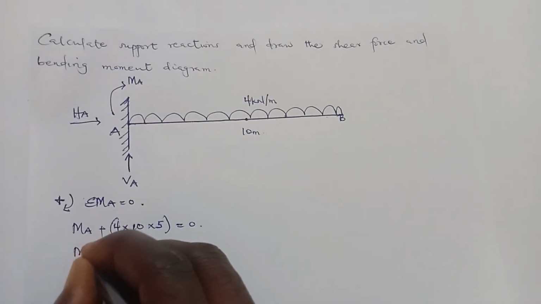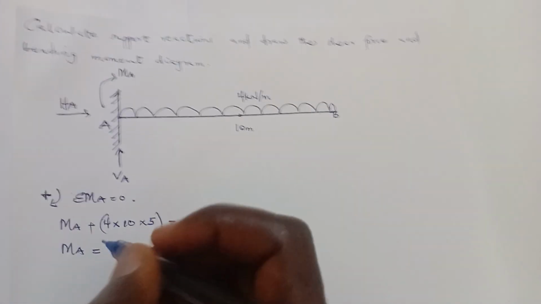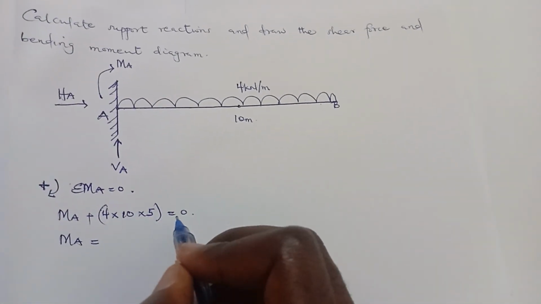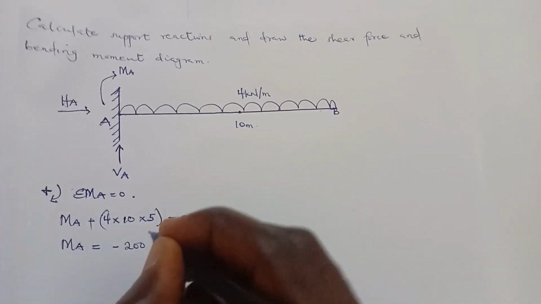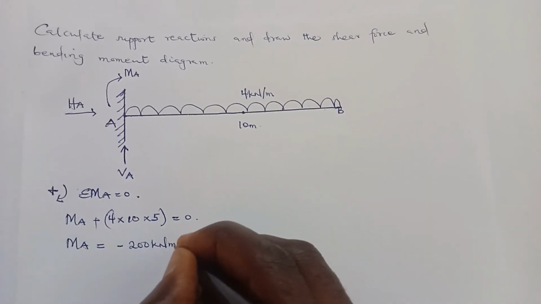Let's make MA the subject. MA is equal to, when we send everything here to the other side of the equation, we are going to get negative 200 kilonewton meter.